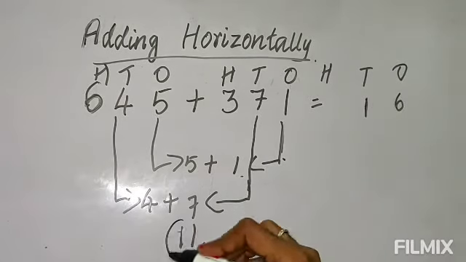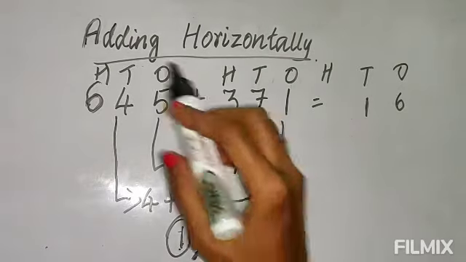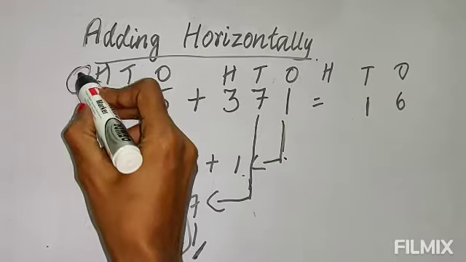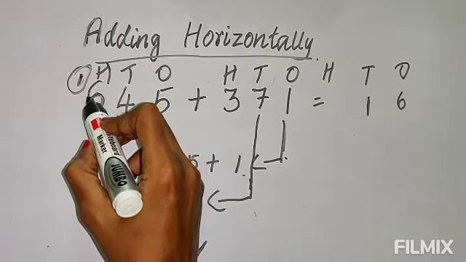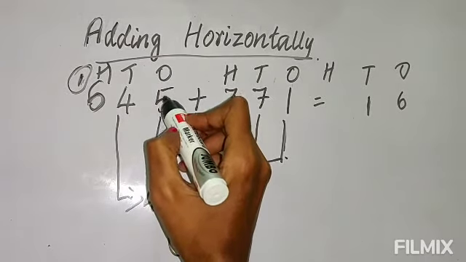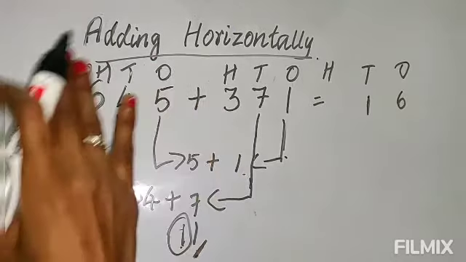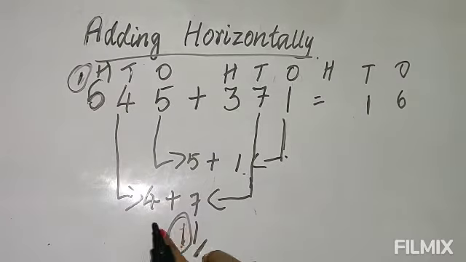The other 1 is on the left side, so you will carry it to the next, the 100's place. Since we got it from the 10's place, we carried to the left side, the 100's place. Suppose you get it from the 1's place, then you carry to the next place, that is 10's. Understand? You have to carry to the place on the left side. Now we have carried and written.